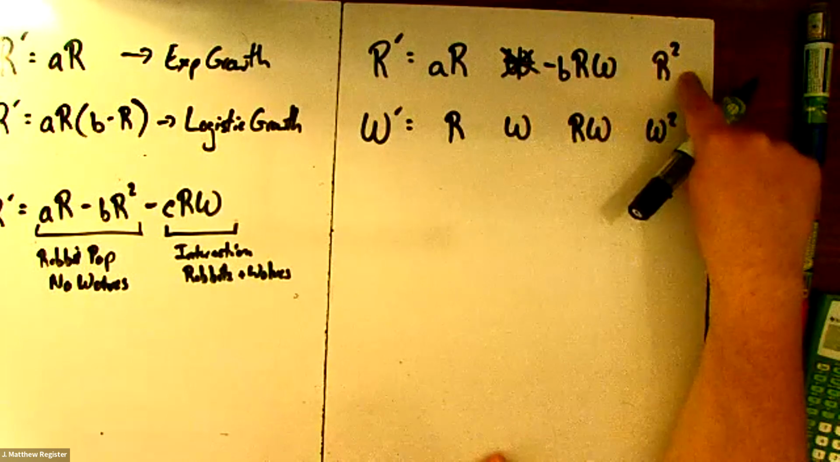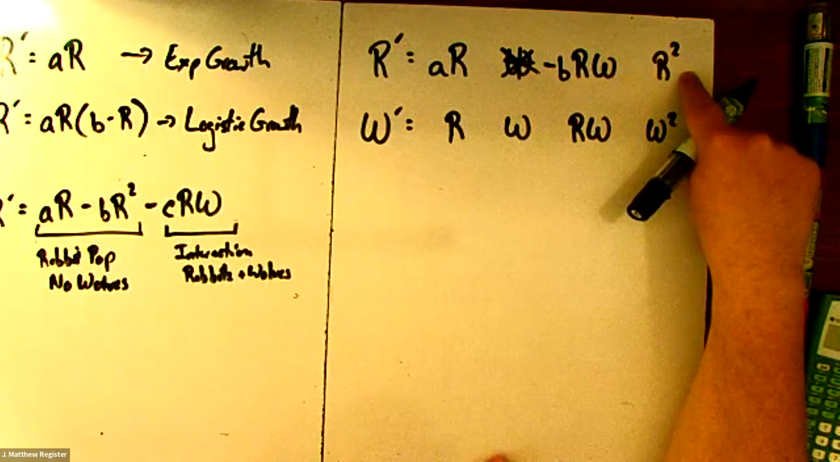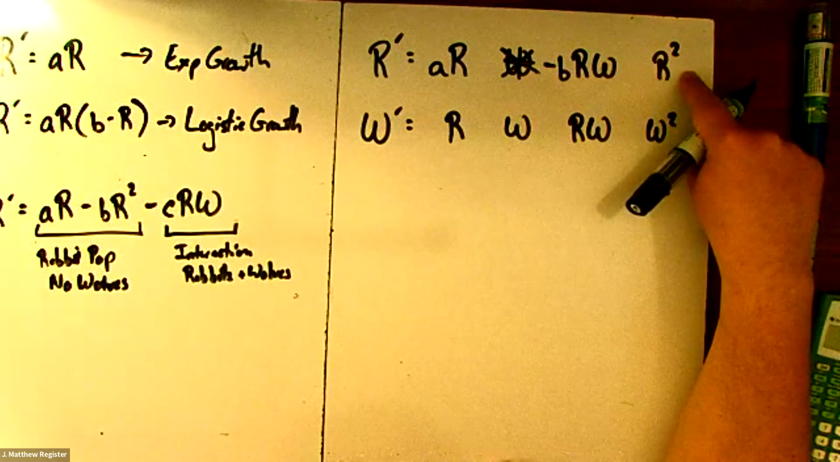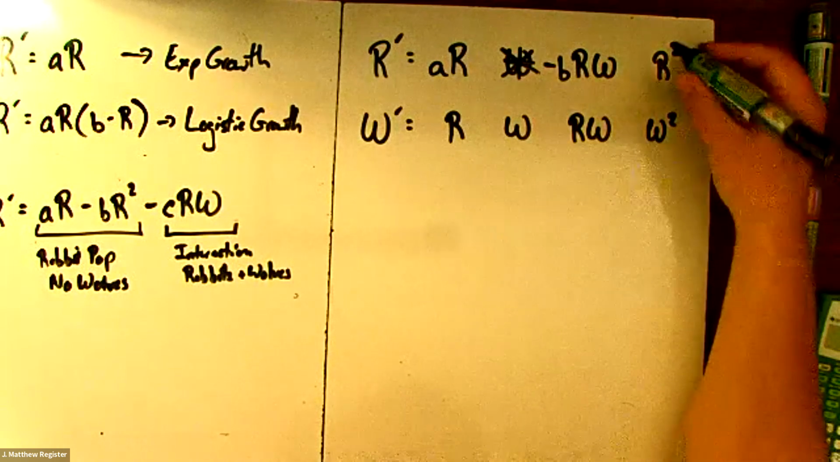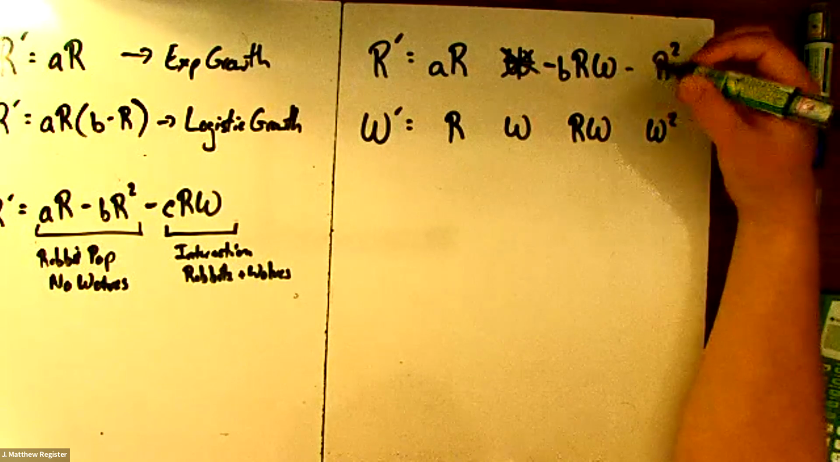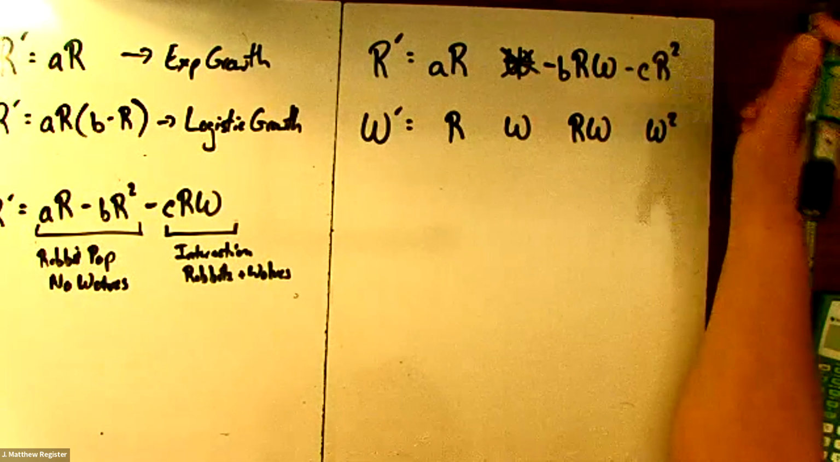And then this term is saying, when we're thinking about rabbits, should we be concerned about logistic growth? Realistically, we should be. And so we will say minus C R squared here.